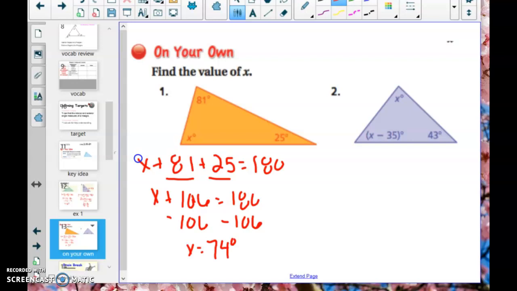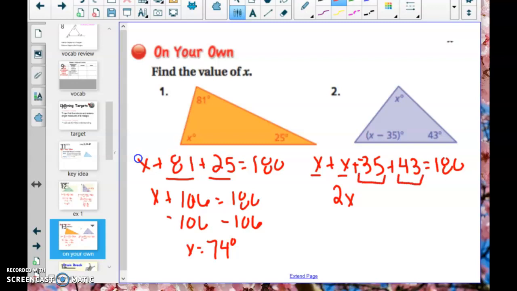Number 2 is a little bit trickier, but I know that those three angles added together have to equal 180 degrees. Well, I'm going to combine my like terms here. 1x plus 1x is, of course, 2x. Now, this is a little trickier, but negative 35 plus 43. Remember, if those have different signs, we subtract and use the sign of the bigger number. So 43 minus 35 would be 8, and 43 is more positive, so that would leave me with 8.